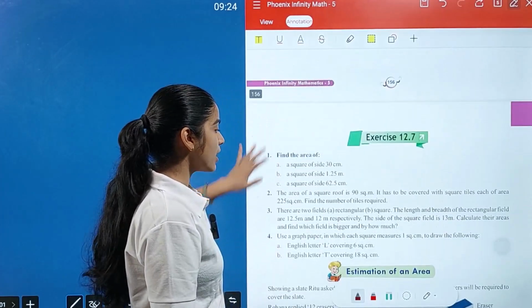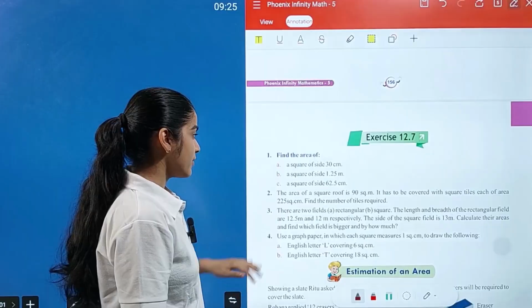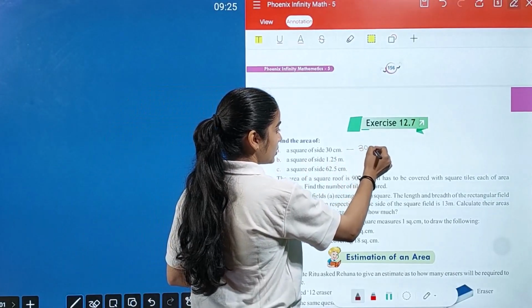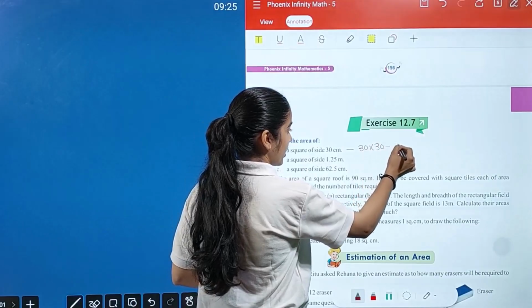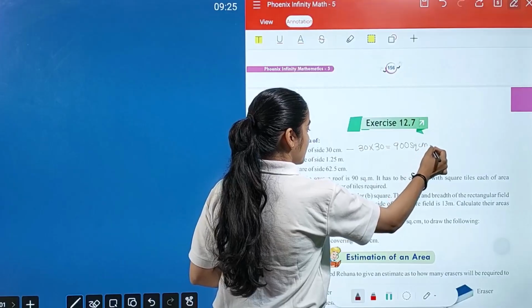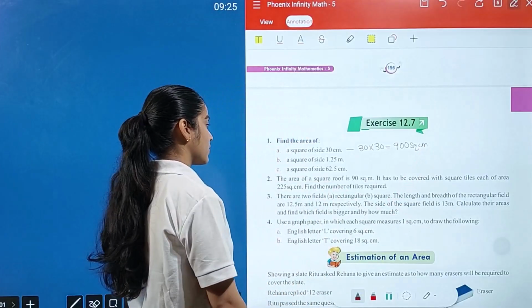Now we have our exercise 12.7. Find the area of a square of 30 centimeters. So what you have to do, 30 multiplied by 30 and you have your answer, 900 square centimeter. So the same process you have to repeat for the rest of the parts you have.